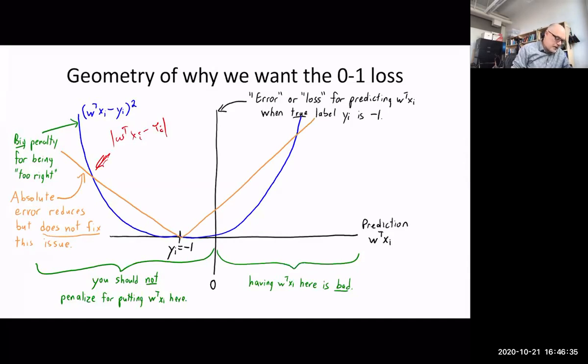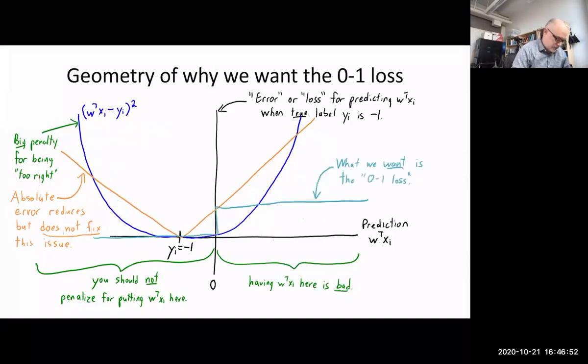So the absolute error reduces, but does not fix the issue. We're still getting penalized over here, as we should. Okay, there's a little penalty here. That's not necessarily so bad. We can talk about that. We'll try to make some intuition about that later. But you're still getting penalized over here linearly rather than quadratically for being too right.